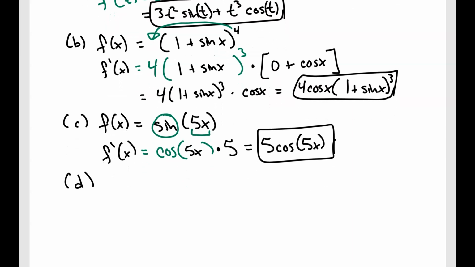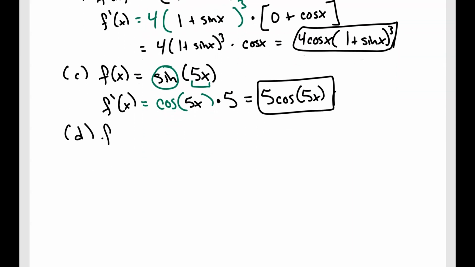Let's do a couple more. So let's say we want to find the derivative of f of x is equal to cosine of the square root of 1 plus the natural log of x. Oh, there should be an x.